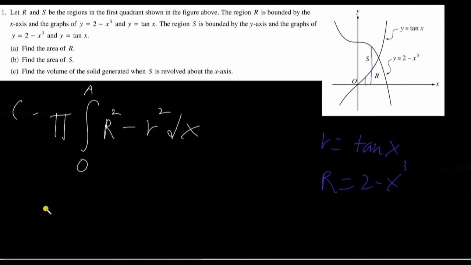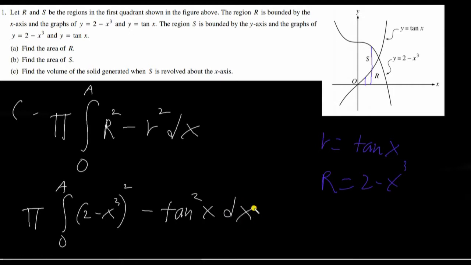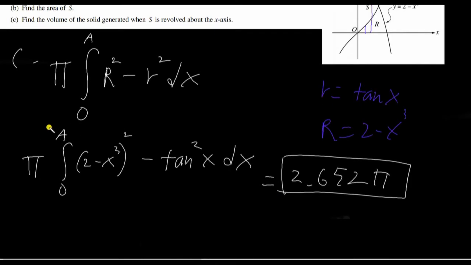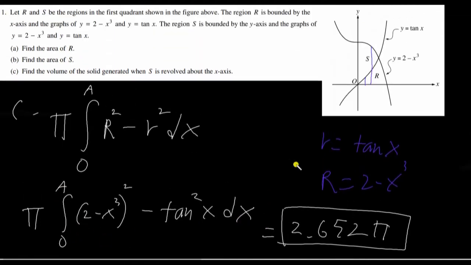So now again, it's just a matter of plugging in numbers. We have pi times the integral from 0 to a of big R, so 2 minus x cubed squared, minus tangent of x squared, or as we like to write it, tangent squared of x dx. And then if you evaluate this out, you're going to get 2.652 pi. Okay, so for points, again, it's 1 point for the bounds of integration and your pi in the front, another point for this integrand, and a third point for the correct answer. That was the conclusion of question 1. Now let's move on to question number 2.